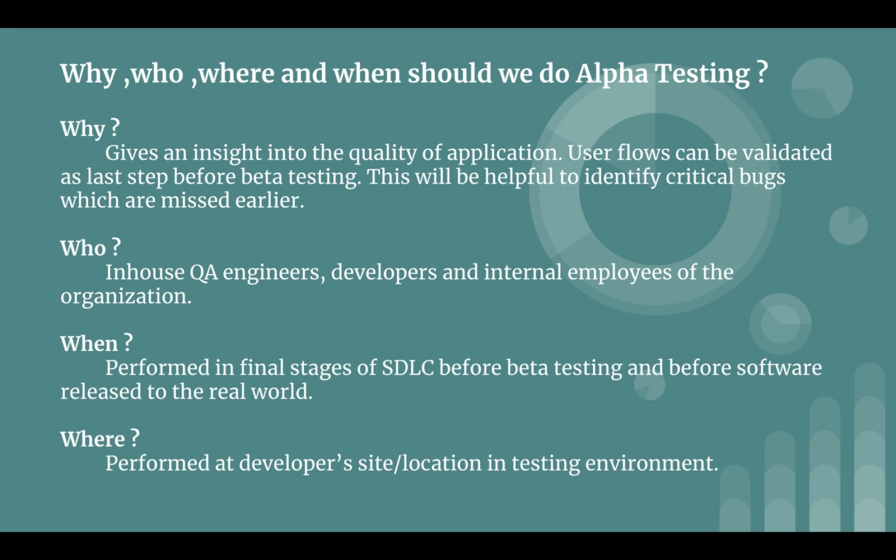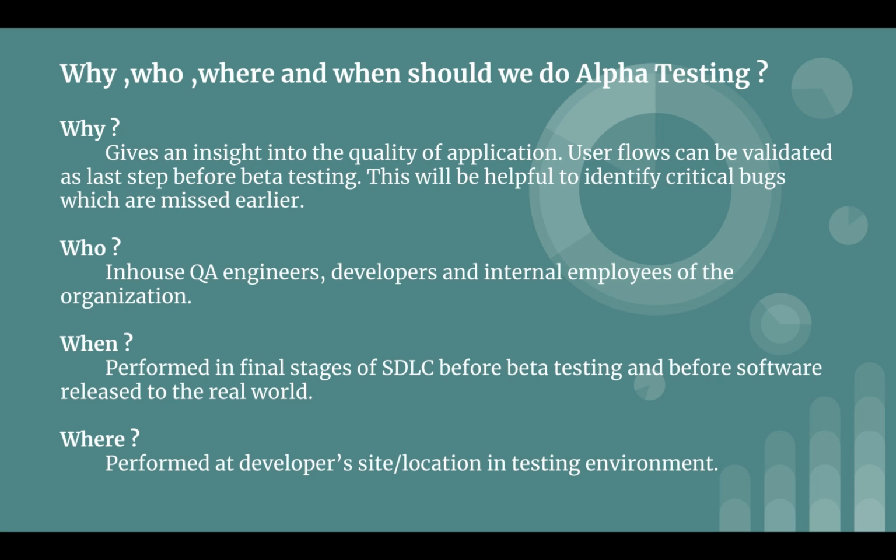Now why, who, where, and when should we do alpha testing? Why? By now we know why we do it. This gives an insight into the quality of the application. All the user flows will be validated as a last step before beta testing. This helps identify critical bugs before releasing to production or to beta testing. Now who does it? It can be done by QA engineers, developers, or internal employees. Sometimes it can be clients.